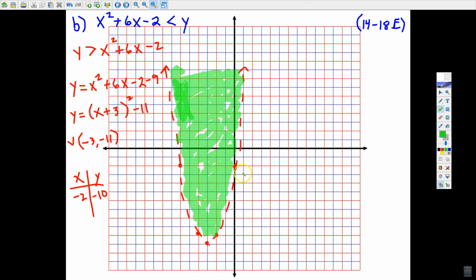So once again, looks like the origin falls in the shading. So if we test the origin, does it make a true statement? Let's see, 0 is greater than 0 plus 0 minus 2. Is 0 greater than negative 2? Certainly is. And so therefore, since my origin, which is in the shading, works, then the other points that fall in the shading should also work.